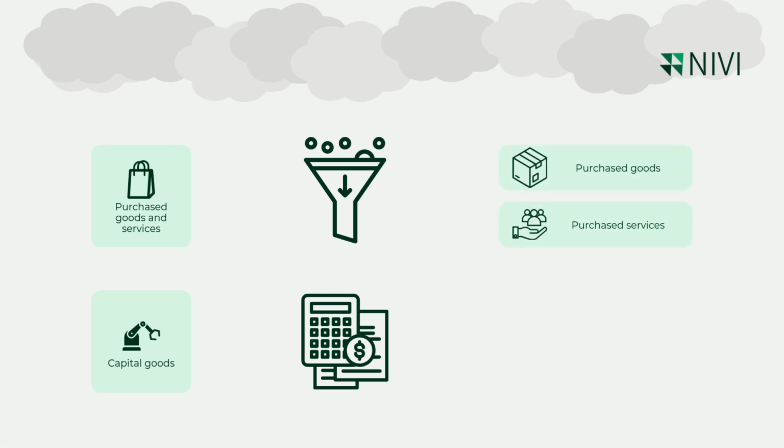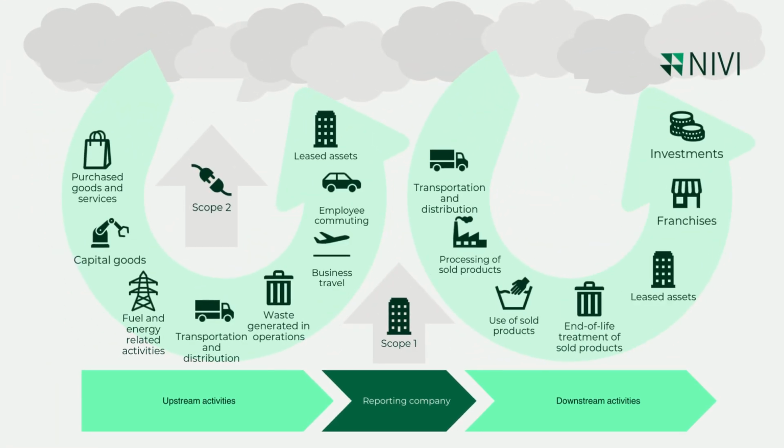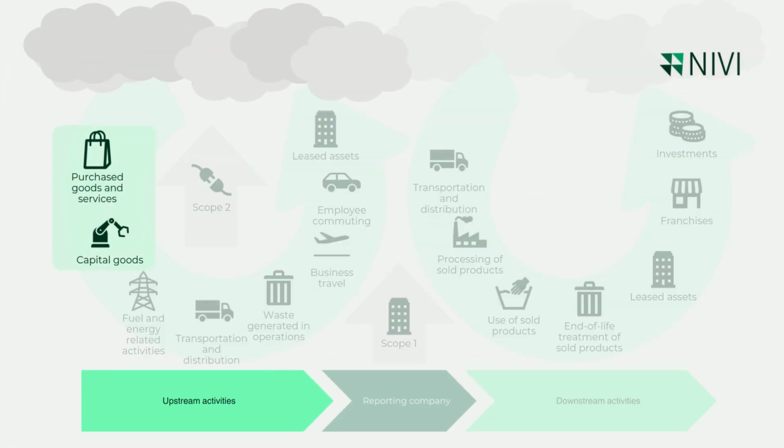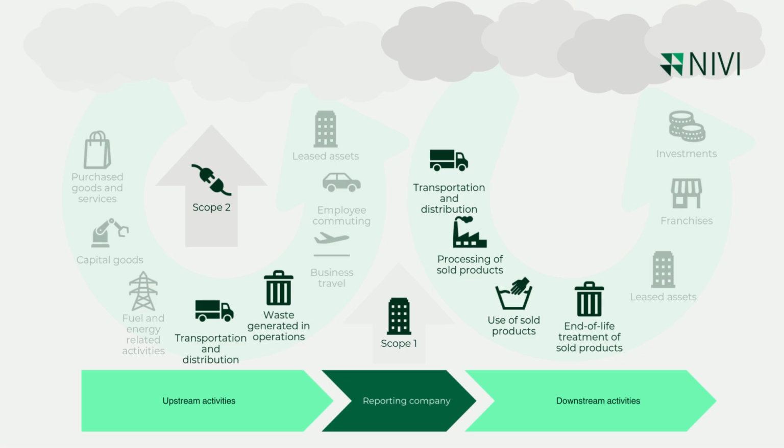In NIVI, you can see the purchased goods and services category divided into purchased goods and purchased services. Note that these categories only include the emissions from the production of the goods before you bought them and used them in your own operations. To add emissions from the processing of goods in your company or transport, storage, waste, or sale of goods, please refer to Scope 1 and 2 and the other categories in Scope 3.